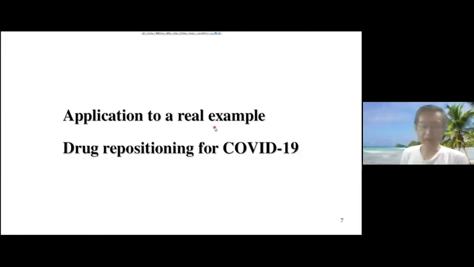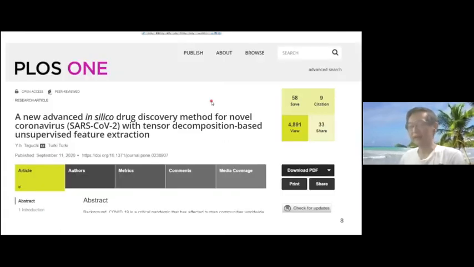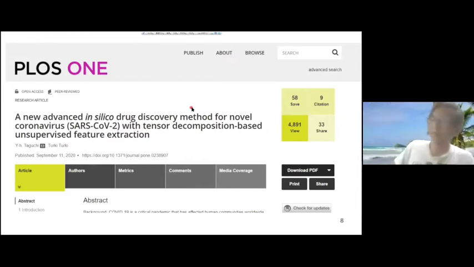Now I would like to apply this method to drug repositioning in COVID-19, which the Major just explained to us. This has been published last September, and since then this paper has been accessed 5,000 times. If you are interested in the details of this part, you can read this paper later.